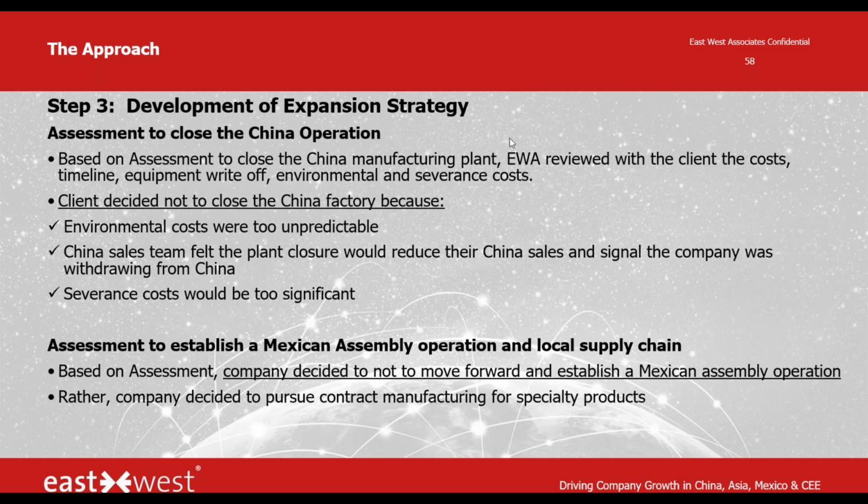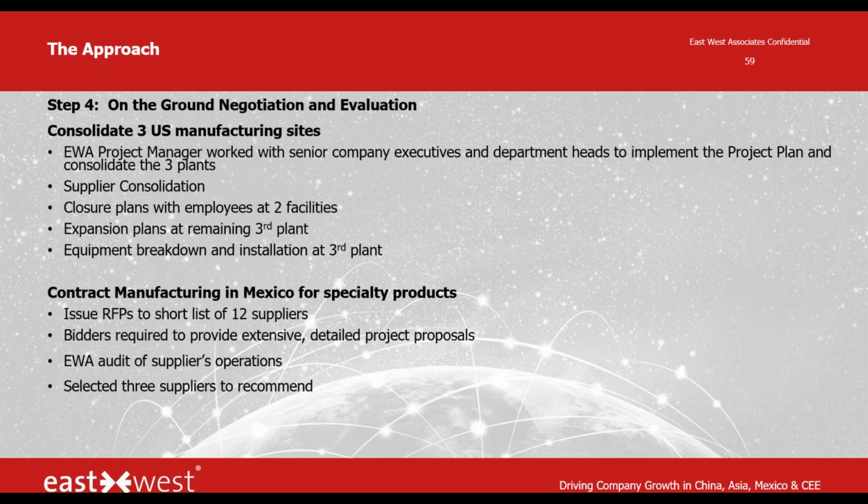So without a shutdown in China, then the need for and feasibility of setting up a large operation in Mexico went away. So we decided not to move forward establishing a significant footprint there, but looked at limited contract manufacturing for some senior specialty products. Step 4, consolidate the sites, provide a project manager to do that, and to close closure plans for 3 sites. And then in Mexico, we looked at contract manufacturing for, again, a few select specialty products.